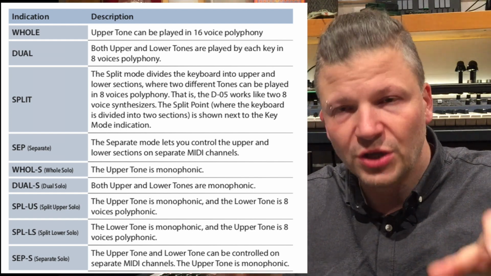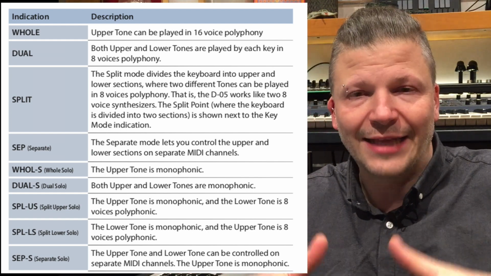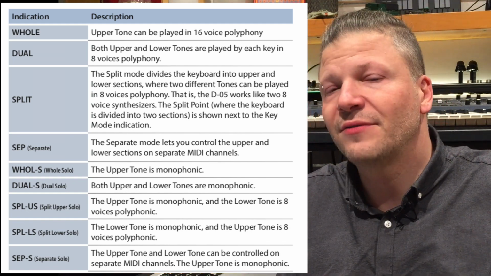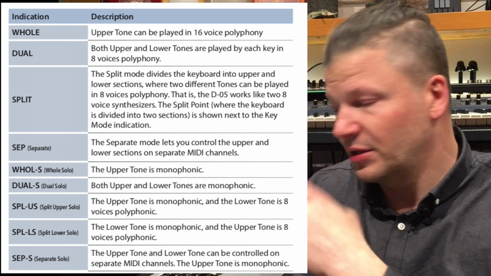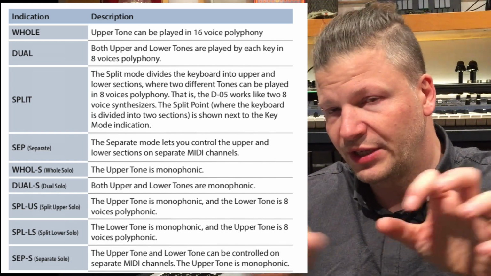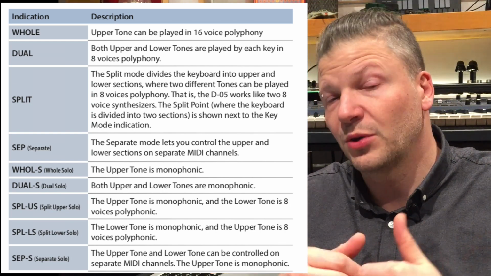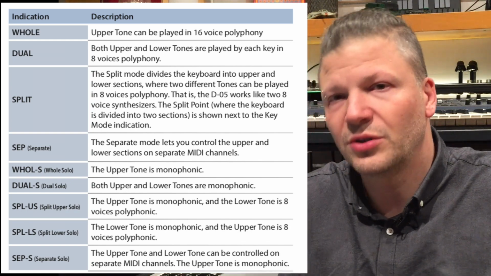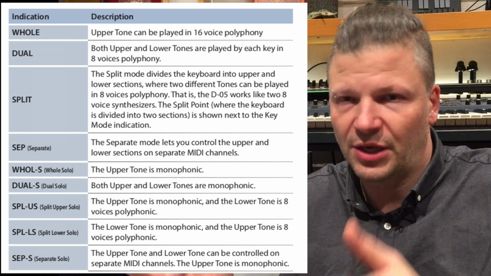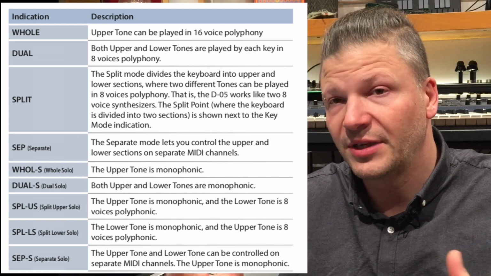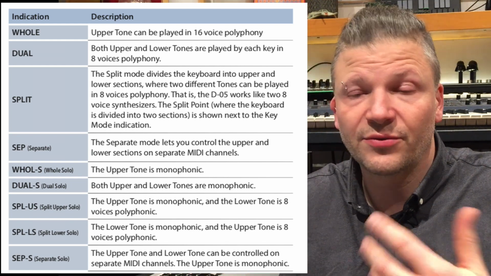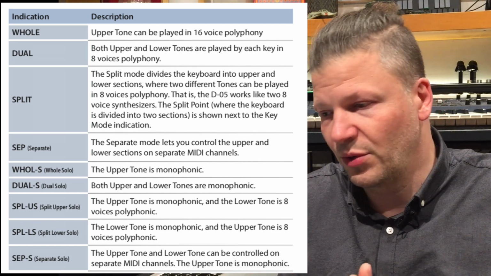So you're just going to play one tone. You're going to have 16 voices at that time because you're playing this one sound. And then you have separate mode. In separate mode, the D-05 can actually have two sounds, upper and lower, but on separate channels. When you're sending your note to that, channel 1 is a sound, channel 2 is another sound. So it becomes a two-sound generator box. That's interesting for MIDI sequencing if you want.